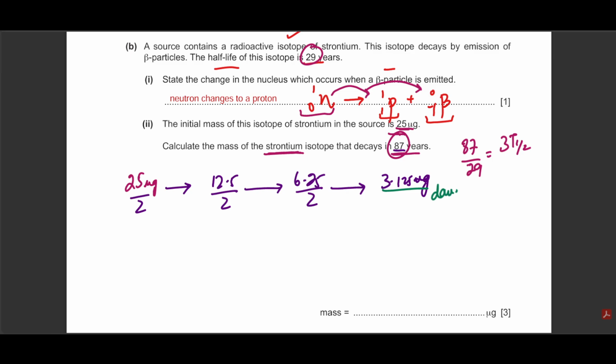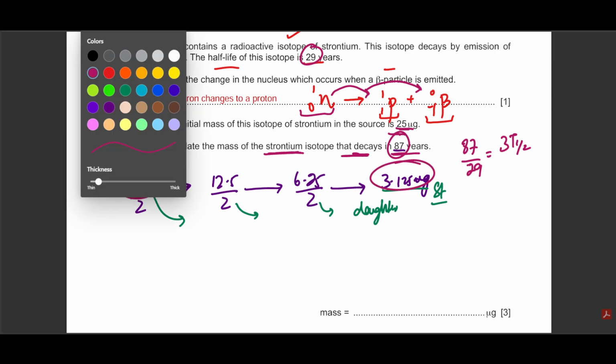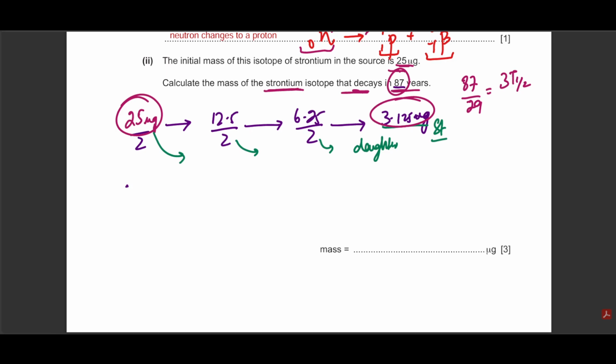Sorry, this is actually the strontium itself. This is the amount of strontium that is left behind. All of the rest of the element has converted into the daughter particle. Now he wants to find out how much has decayed. So it started with 25. Today, it's only 3.125. So I will have to take a subtraction, or difference, of 25 with 3.125. I'm left with 21.875 micrograms. Up to two significant figures, this will be 22.